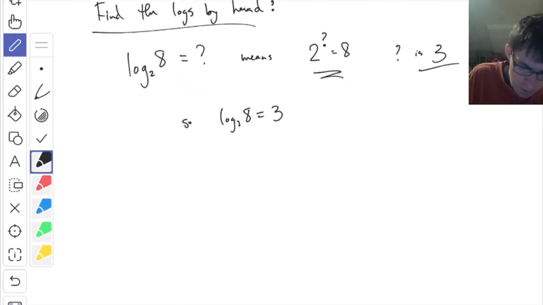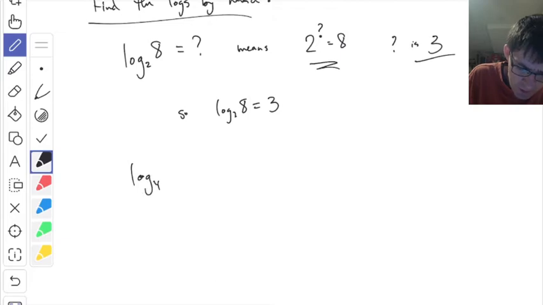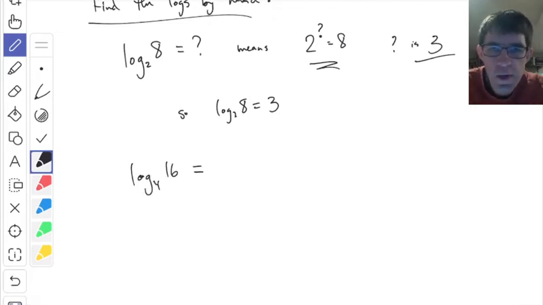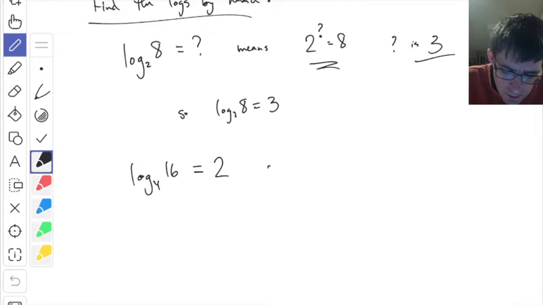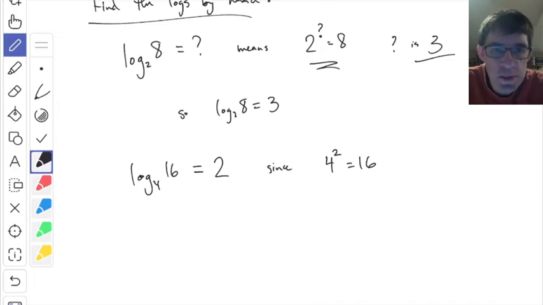How about log base 4 of 16? What do you say? Someone can shout it out, or give me the fingers if you want. So what is log base 4 of 16? 2, right? The answer is 2. Why is it 2? Because 4 to the power 2 equals 16. This is what you have to think about when you see log base 4 of 16. The question in your mind should be, what power do I need to make 4 to the power whatever equal 16?